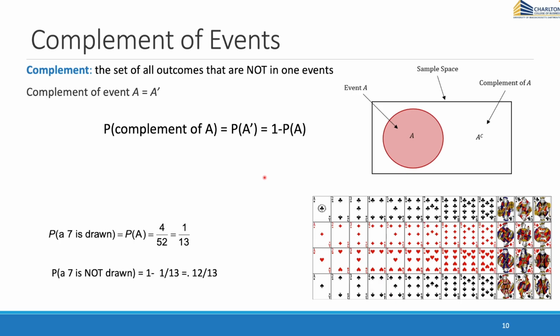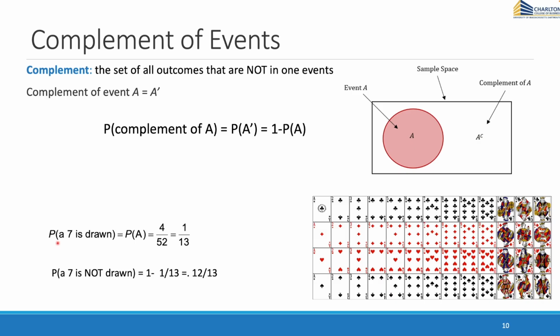Let's go over some of the simple rules in probability. Complement: the set of outcomes that are not in one event. If this is a sample space which includes all possible outcomes, this shaded area is the possible outcomes in event A, and the white area is the complement of A, where A is not happening. Probability of the complement of A, or A prime, equals 1 minus probability of A.